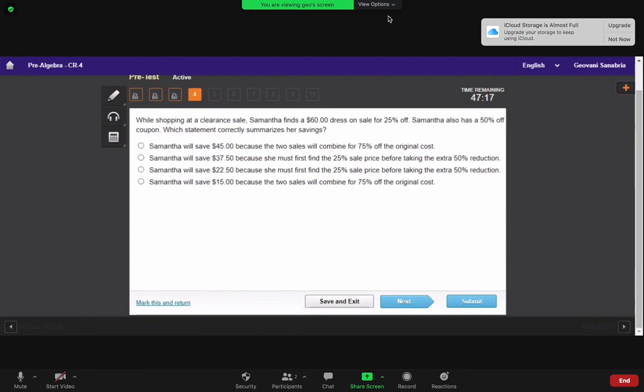Which statement correctly summarizes Samantha's savings? Samantha will save 22.50 because she has.